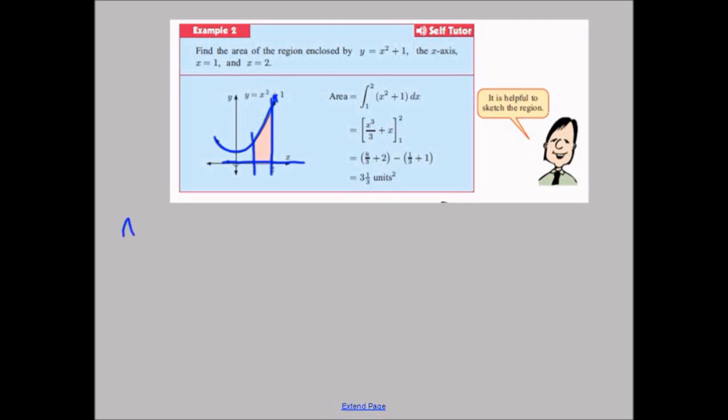Just using our integral then from 1 to 2 of this function dx, and that's 2 for squared. The integral then from 1 to 2. So this becomes x cubed over 3. This becomes an x, 1x.